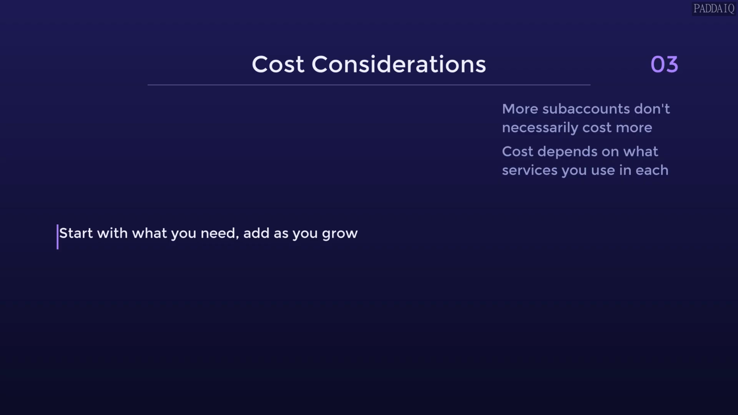Start with what you need, add as you grow. This means initially using only essential BTP services to control costs, then scaling up resources as your business expands. For example, begin with a single app on the Cloud Foundry runtime. As user demand increases, add more memory or instances. This approach ensures efficient spending aligned with your actual growth.